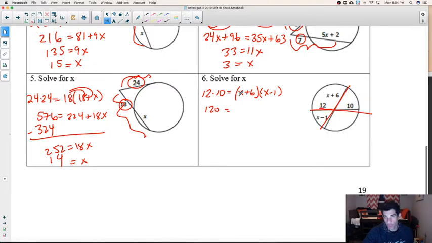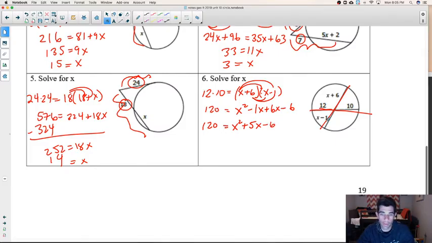Now we're going to be doing the distributive property twice. X times x, x squared. X times negative 1, negative 1x. 6 times x, 6x. 6 times negative 1, negative 6. Combine my like terms, I'm going to get x squared plus 5x minus 6. This is why this one's got a little wrinkle to it, because there's an x squared, so we're going to be doing some factoring.